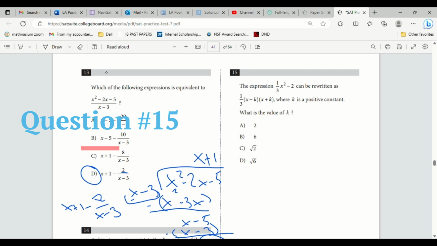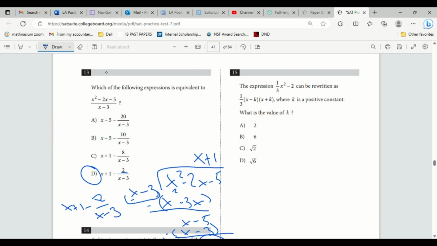Number 15, the expression 1/3 x squared minus 2 can be rewritten as 1/3 times x minus k times x plus k, where k is a positive constant. What is the value of k? So we can recognize a difference of squares factoring, because x minus something times x plus something looks very similar to our difference of squares. For example, a squared minus b squared would be factored as a plus b times a minus b. So that's what happened here.